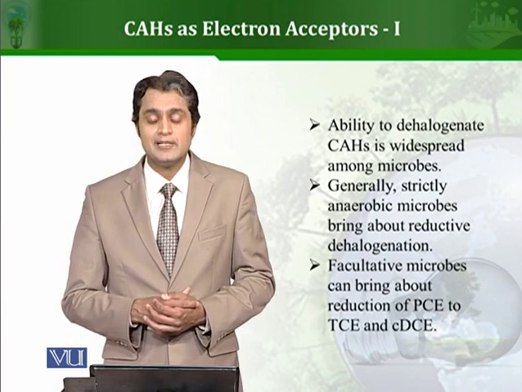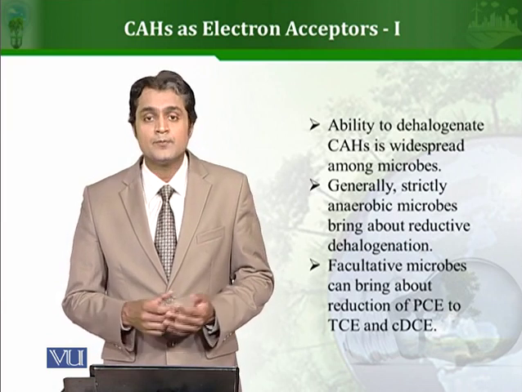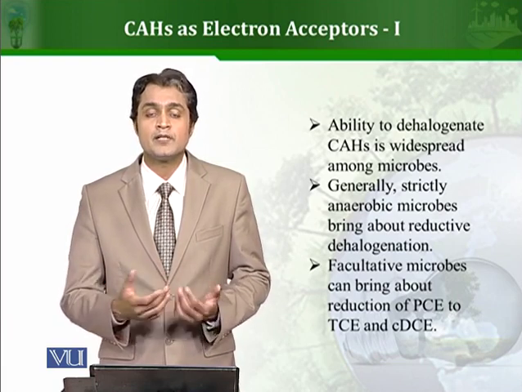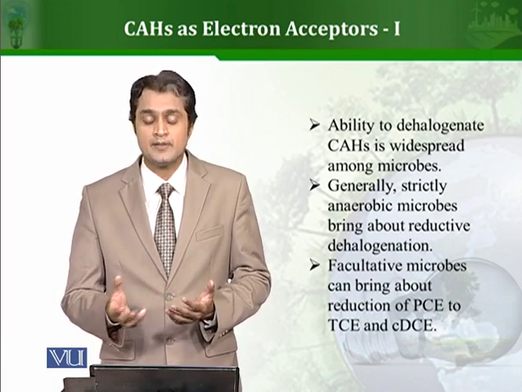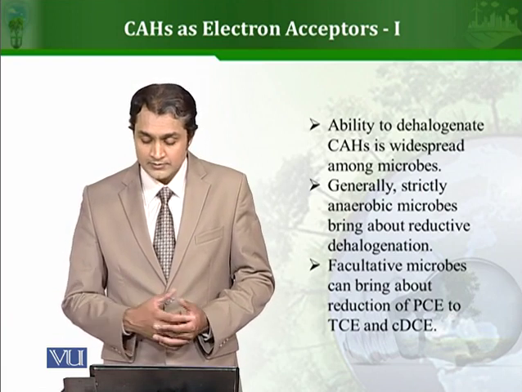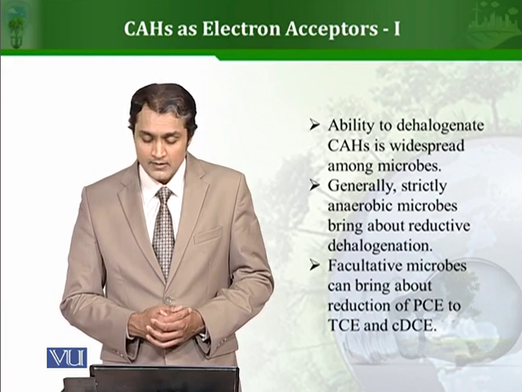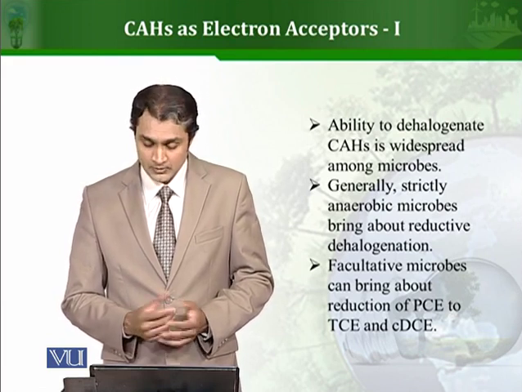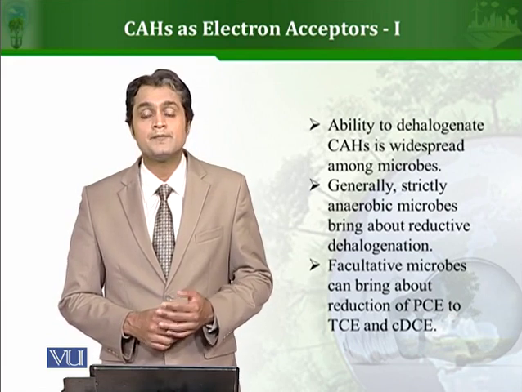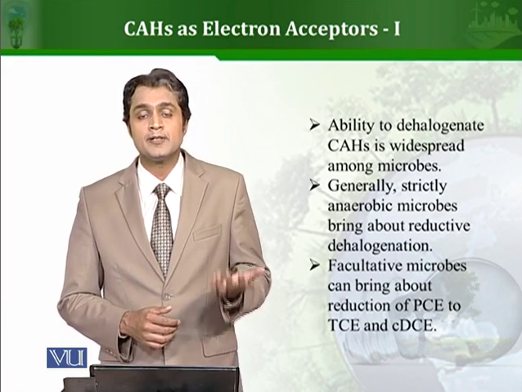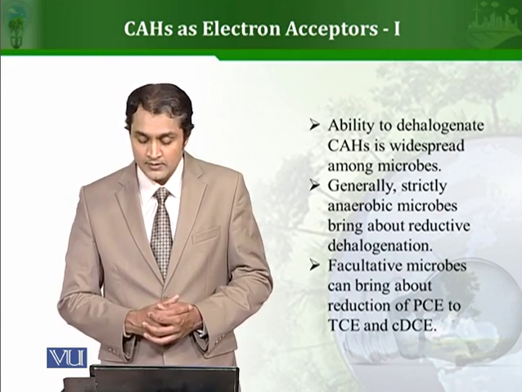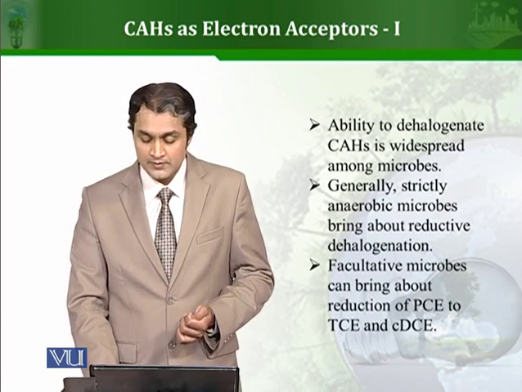Now the ability to dehalogenate CH compounds is obviously widespread among different types of microorganisms. Different types of microorganisms have different such enzymatic systems which can use these CH compounds and dehalogenate them. Generally, strict anaerobic microbes mostly perform this reactive dehalogenation, but facultative anaerobic microbes, which can survive in both aerobic and anaerobic conditions, can also bring about the reduction of these compounds.